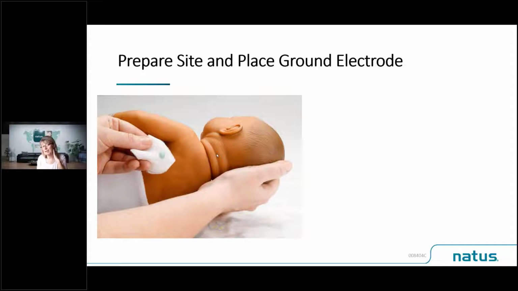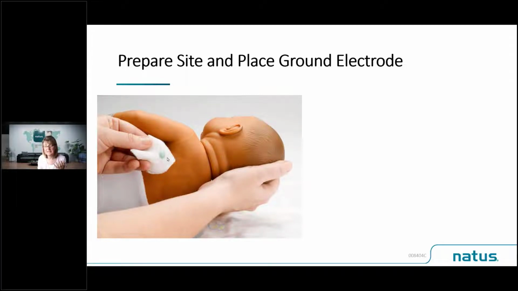That's a very good place to place a ground electrode, but choose a site that's got minimal hair. So if you've got a baby with a huge amount of lanugo over their shoulders, then again, use that behind the ear placement or potentially the chest. So we're going to do exactly the same thing, preparing the skin.